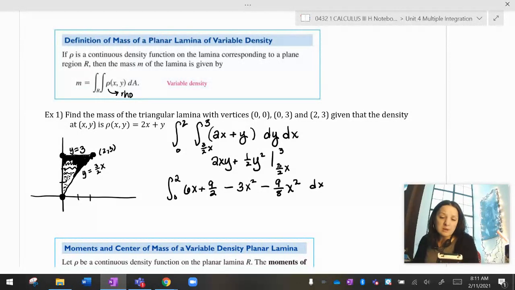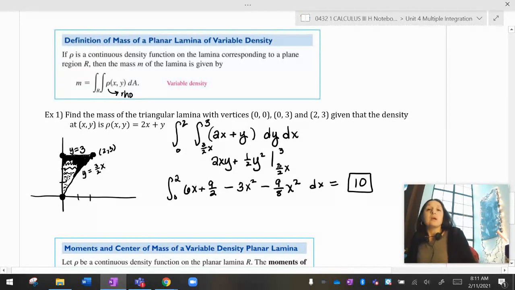Okay, assuming I typed that correctly, I got a very nice mass of 10. Okay. Now, the power behind that is, yeah, you got mass now.